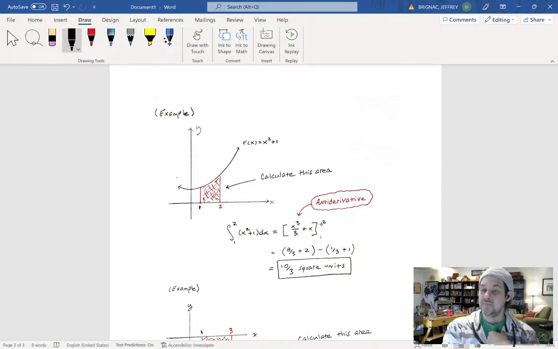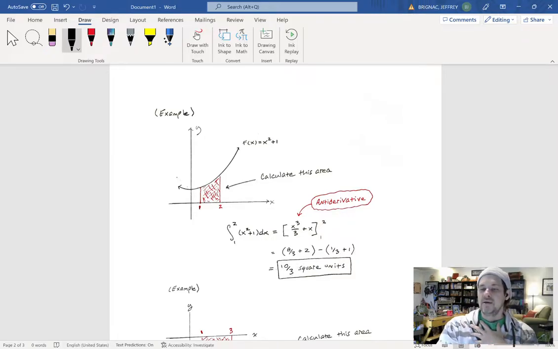I put in my upper bound first. That's how you get the 8/3 and the 2. I subtract. I put the lower bound in second. That's how you get the 1/3 and the 1. And then I work this out. It's a matter of arithmetic at that point. This turns out to be 10/3.